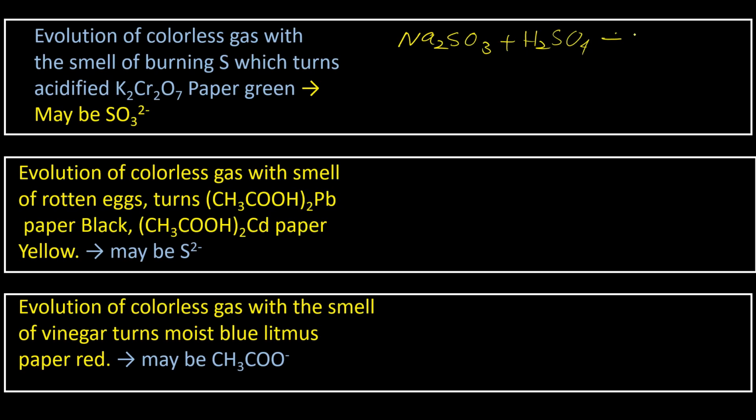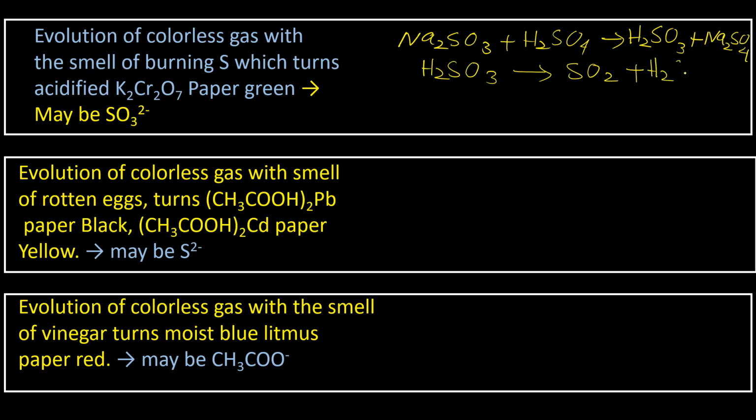That means we'll get the sulfurous acid and another product will be sodium sulfate, Na2SO4. Right? Now what happened? This sulfurous acid, what will happen? It will decompose. H2SO3 will decompose and form its anhydride, that is sulfur dioxide plus water.